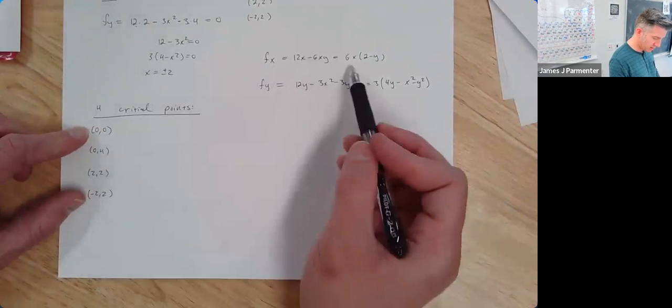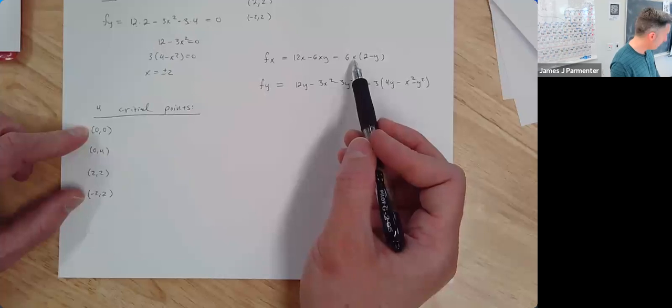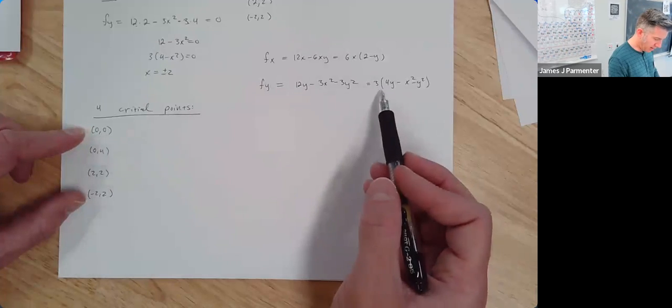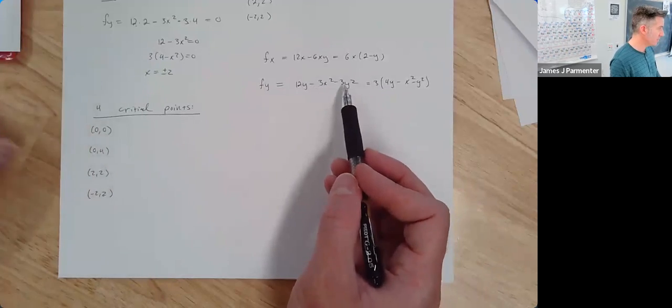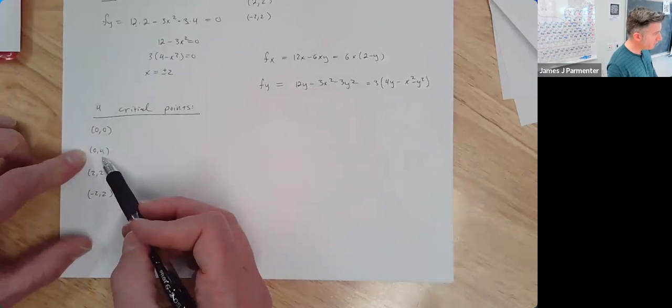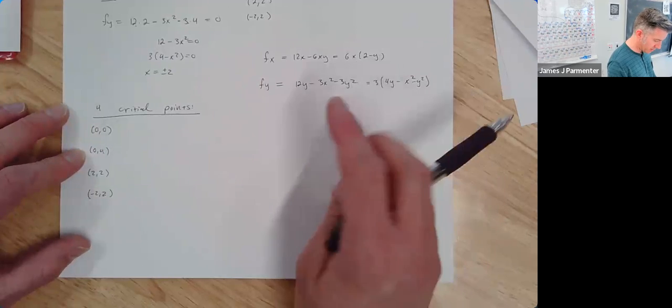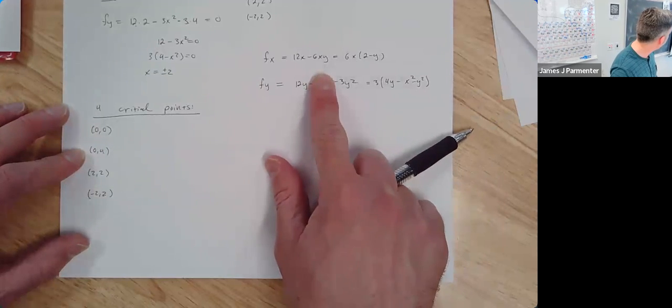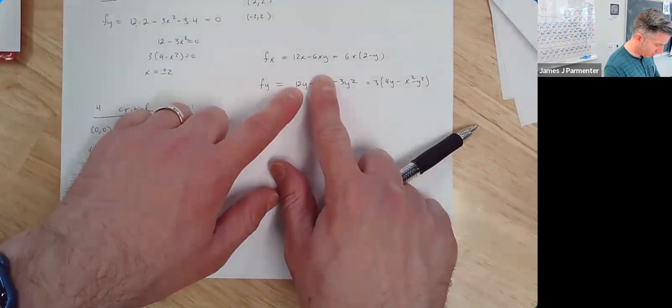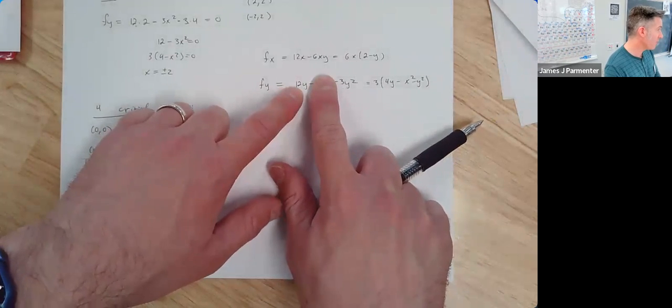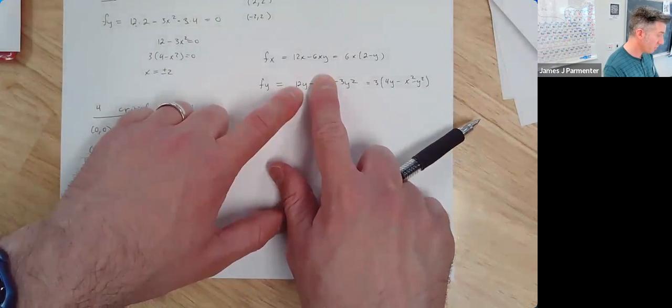Plug in 0 for x, well, this one will definitely be 0. Plug in 0 for x and 0 for y, yeah, 0 minus 0 minus 0, definitely 0. Plugging in 0 for x and 4 for y. Well, 0 for x still gives you 0 here, and plugging in 0 for x makes that go away. And plugging in 4 for y, 12 times 4 minus 3 times 4 squared is going to be 48 minus 48, which is 0. Works here too.